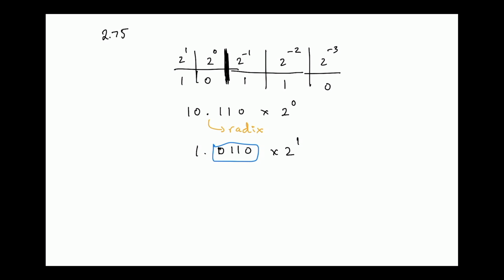And you say, but wait, Dr. McKinney, what about the one that's in front of the radix? Why is that not included? It can't be a 0. And how many choices for bits do we have? It's either a 1 or a 0, and it's not a 0, so do I need to specify it? No, because it has to be a 1, okay?